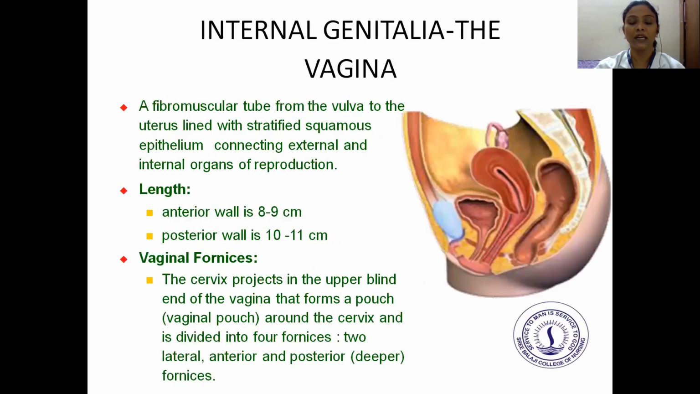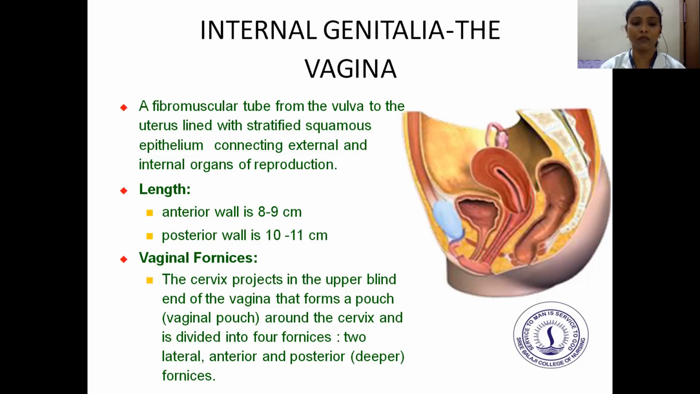Next is the internal genitalia. Till now we have seen the external genitalia. Now we are going to see the internal genitalia. The vagina is a muscular tube from the vulva to the uterus, lined with squamous epithelium. The length of the vagina is such that the anterior wall measures about 8 to 9 centimeters and the posterior wall measures about 10 to 11 centimeters.